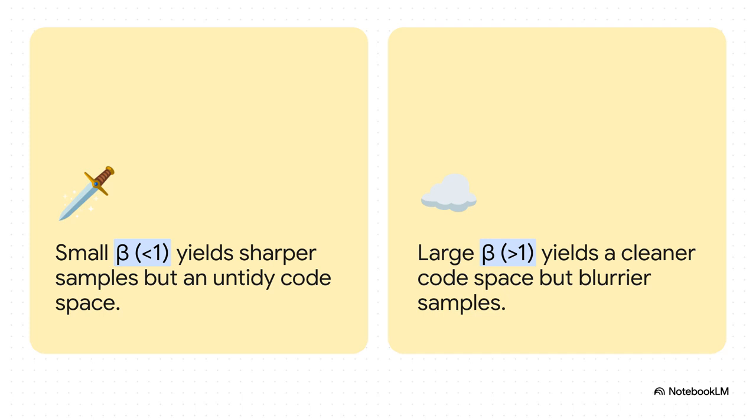Back in 2017, researcher Irina Higgins introduced the beta-VAE, which basically slapped a volume knob right onto that KL penalty. If you turn that beta knob down below 1, you get much sharper image samples, but your code space gets untidy. On the flip side, if you crank beta up past 1, your code space becomes beautifully clean and disentangled, but your final images are going to end up blurrier. It is an incredibly delicate, constant tug of war.